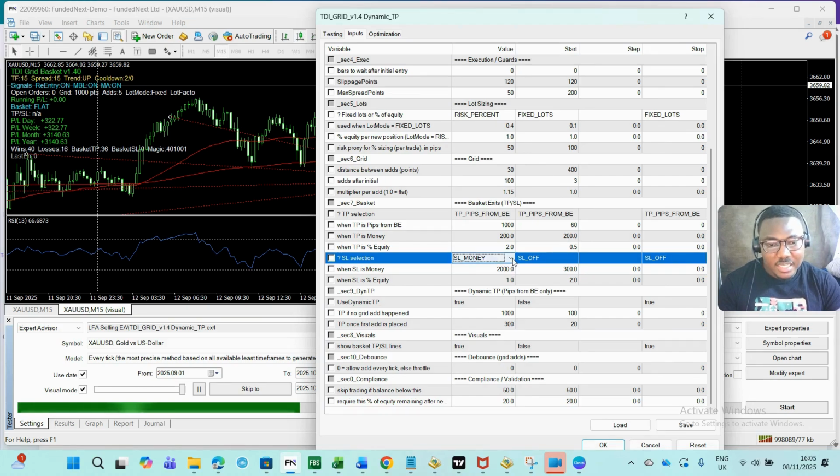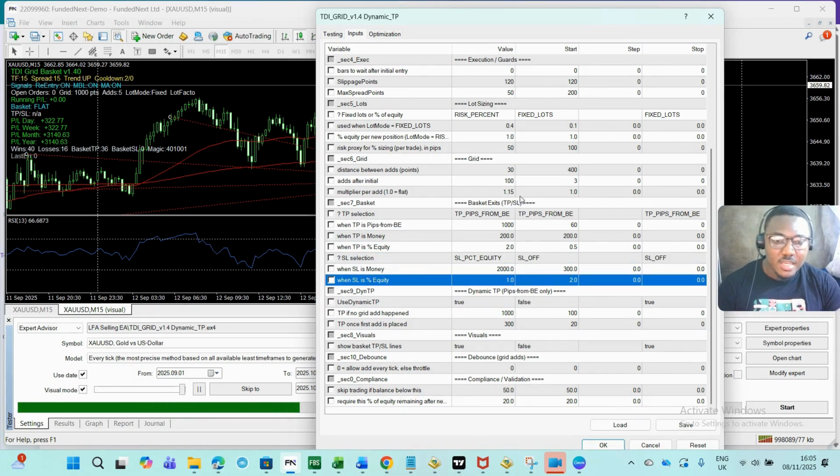You can also decide to use stop loss percentage, again if you are trading on a prop firm profile. You can just take it to 1% and then set your TP to 2%. And if you have four straight winning trades, then you have passed your challenge.